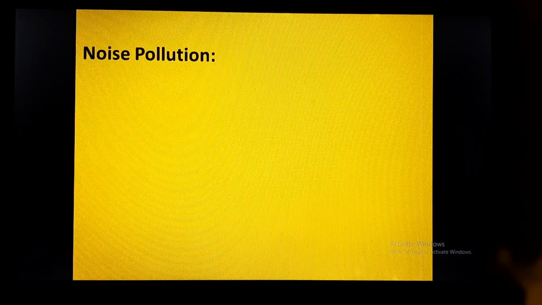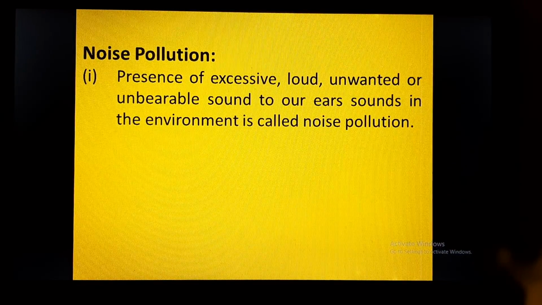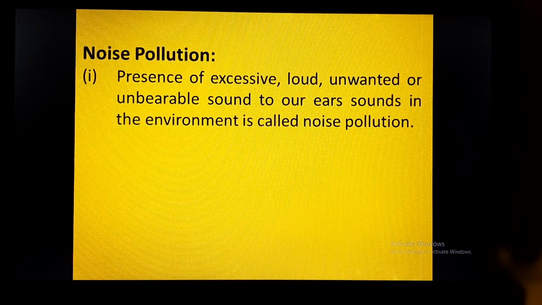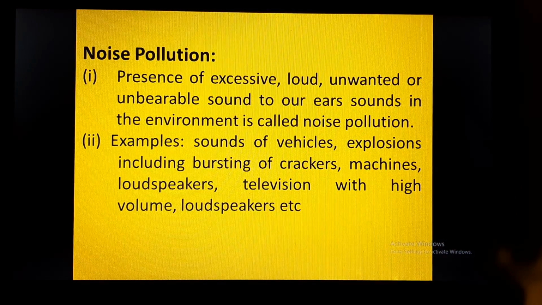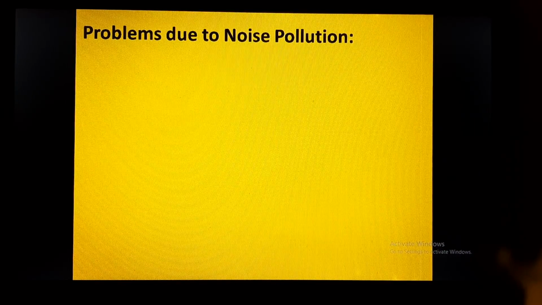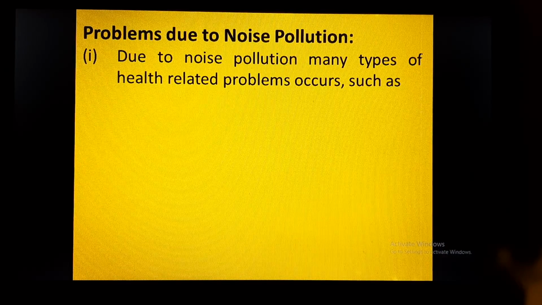Now we will be discussing noise pollution. The presence of excessive, loud, unwanted or unbearable sound in the environment is called noise pollution. For example, sound of vehicles, explosions, crackers, machines, loudspeakers, television, high volume loudspeakers, etc. produces noise pollution. Now, what are the problems occurring due to noise pollution?